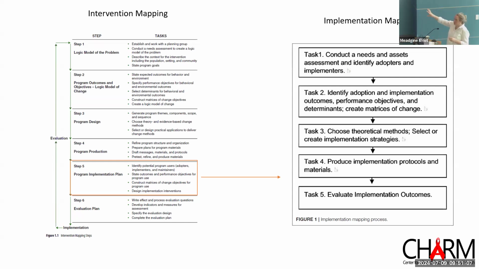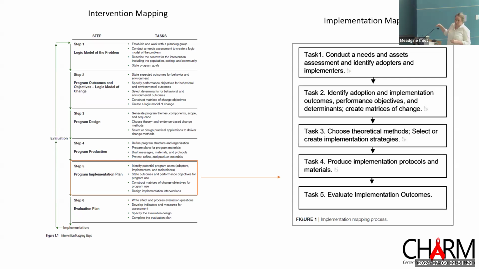In contrast, in implementation mapping, you already have an intervention. You know what it is. Maybe it's PrEP, maybe it's CBT, maybe it's rapid treatment, whatever. It's something you already have well defined. So you don't need to go through all the steps of intervention mapping, but what you might need is strategies for getting that EBI implemented.